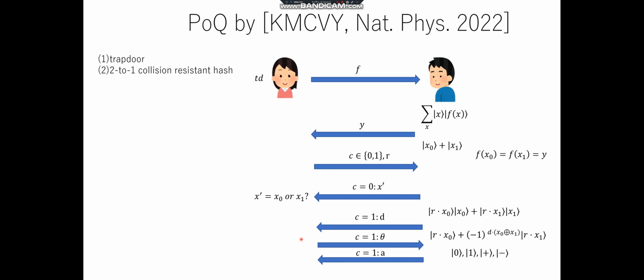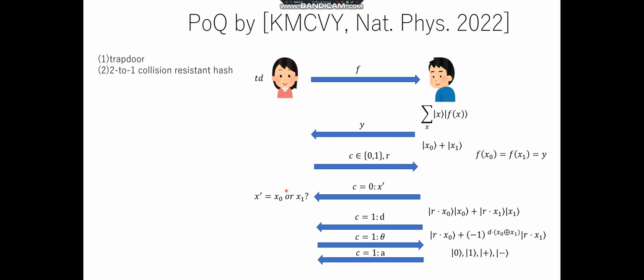The correctness is easy to show, and the soundness is intuitively shown as follows. Because of the collision resistance property, the prover cannot learn both x0 and x1. This intuitively means that the prover cannot know what his state is. This single qubit state is one of the following four BB84 states, but because the prover does not know both x0 and x1, he cannot know which state he has.